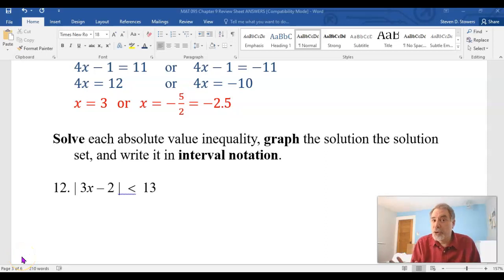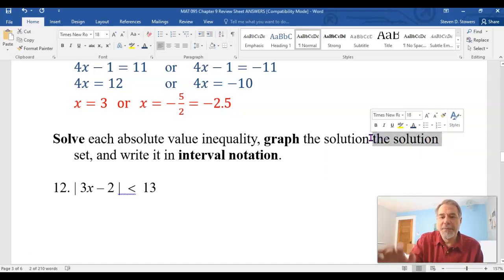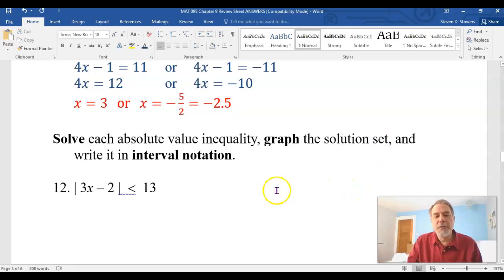Okay, this is part 2 of the Chapter 9 review video. In part 1, we went through the first 11 of the review problems, so we're starting here with number 12. The directions say, solve each absolute value inequality, graph the solution set, and write it in interval notation.